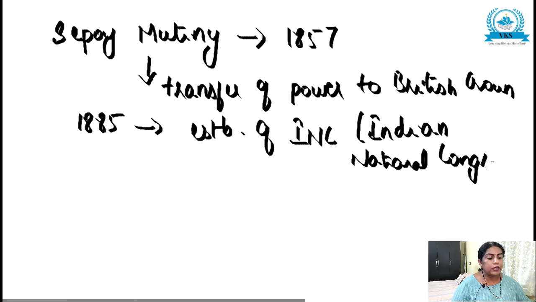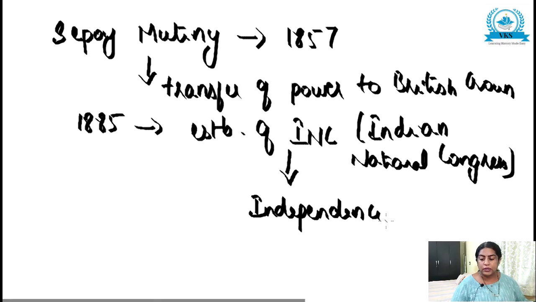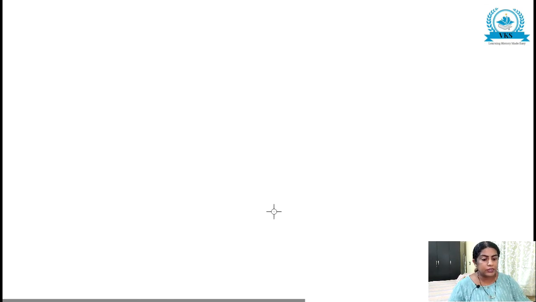It happened in 1885. The Indian National Congress was established, and it pressurized the British to meet the demands for independence. The Indian National Congress was the one who pressurized the British for the cause of Indian independence. Now, as the Indian National Congress started to pressurize, the British responded. How did the British respond? The British responded through various acts.